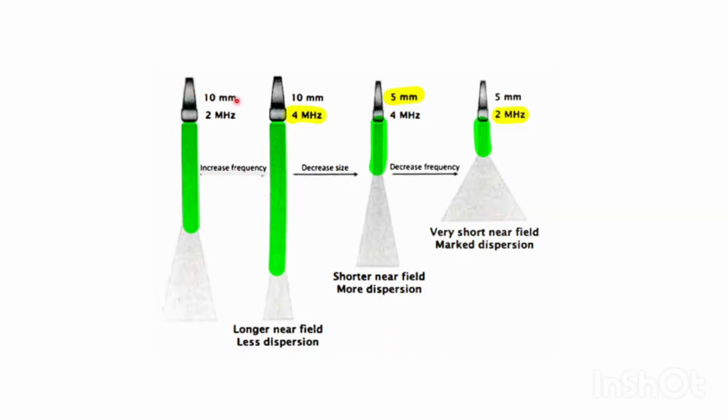Here, suppose we have a radius of 10 millimeter and the frequency of that probe is 2 megahertz. You are getting a near field of this much length. Now, if you increase the frequency from 2 to 4, you are getting more increased length of the near field. So this is better. Now, if we reduce the probe diameter to 5 mm and keep it at 4, you are getting a lower near field length. Similarly, when you are decreasing the frequency further, you are getting much lower. So getting the maximum length of the near field is much better, that is, the waves will diverge only after sufficient length.